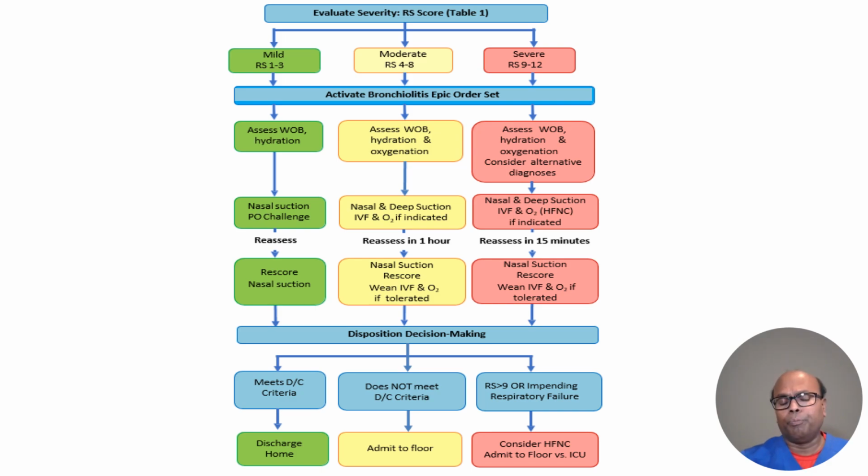So when the patient belongs to the milder category, assess the work of breathing and hydration, do nasal suction, and reassess. If the patient is getting better, then the patient is discharged home. In the moderate category, not only do you assess work of breathing and hydration and look at oxygenation, do the nasal suction, give fluids, and reassess the patient. If the patient gets better, then that patient can be watched a little bit longer in the ambulatory care or emergency department, then they can be sent home.